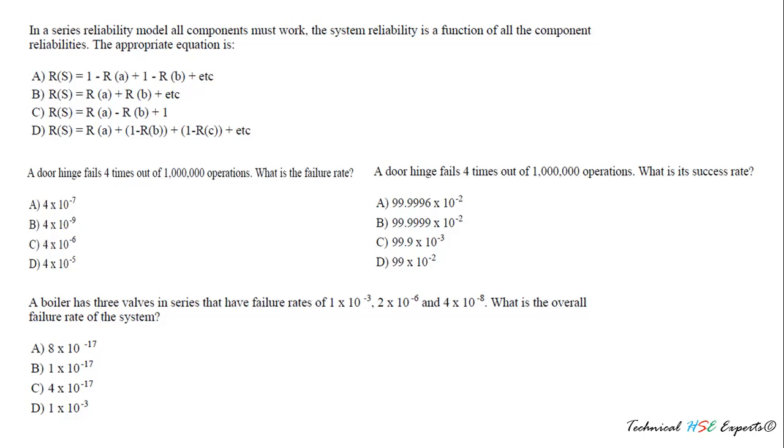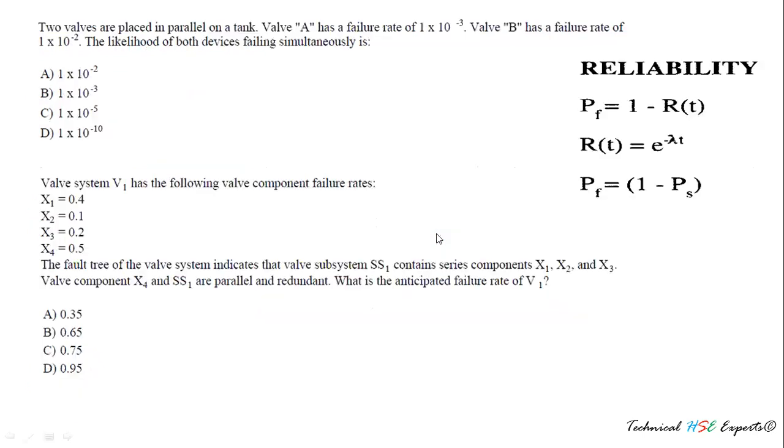Okay, operations. Next, write down another formula: success rate is equal to number of successes divided by total number of operations. You can use this formula, or else you can use this formula also.